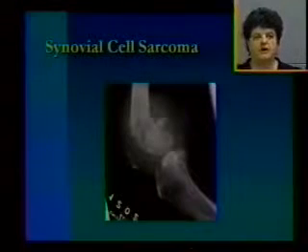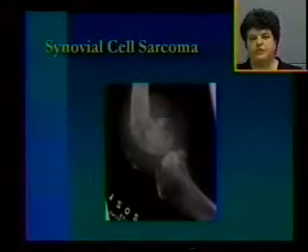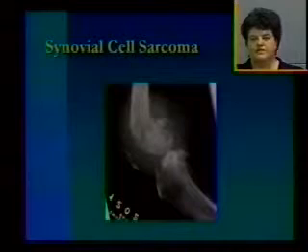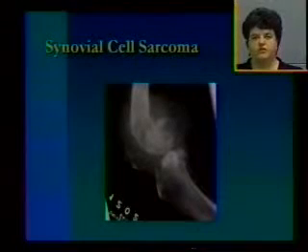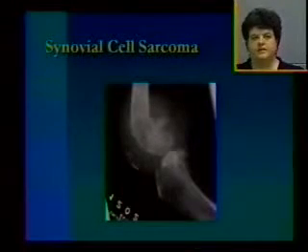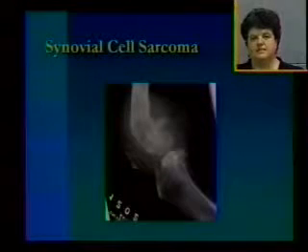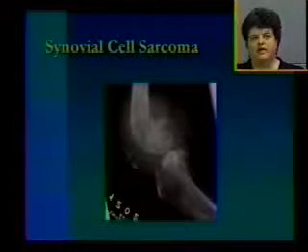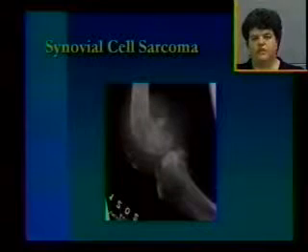This is another example of an aggressive bone lesion. This is a synovial cell sarcoma, a tumor of the synovium surrounding the joint. You can see there's increased soft tissue opacity surrounding the distal femur, and then the patella is nearly gone.